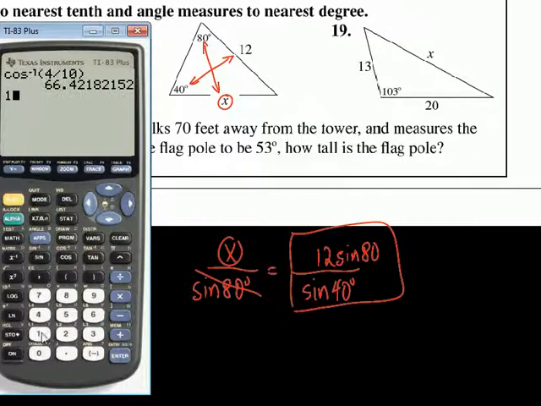So let's do that. It's 12 sine of 80, and divide that by the sine of 40. And hit equals, and there it is.